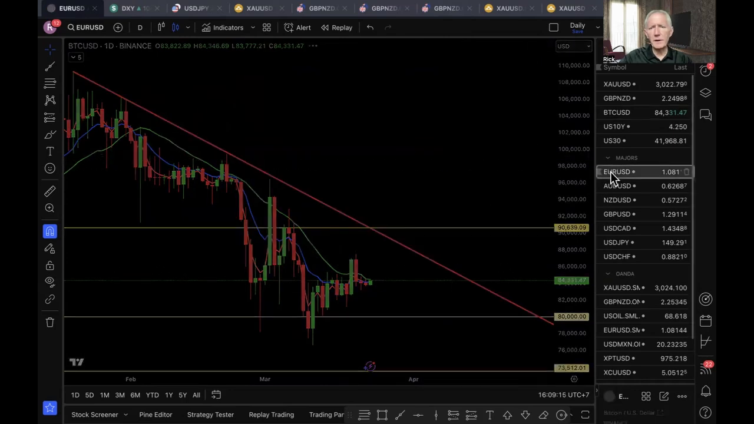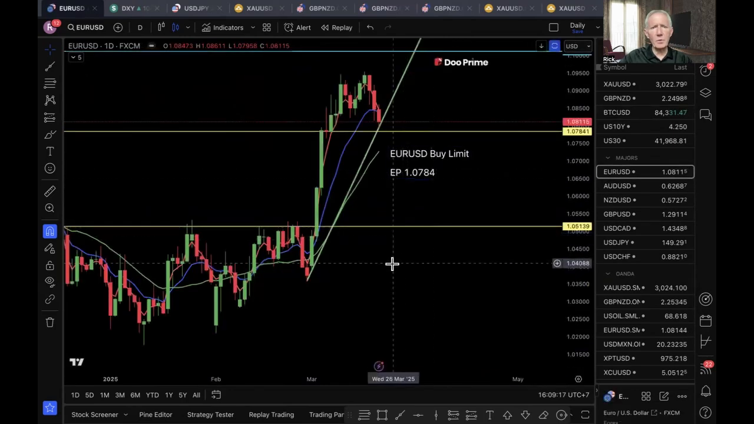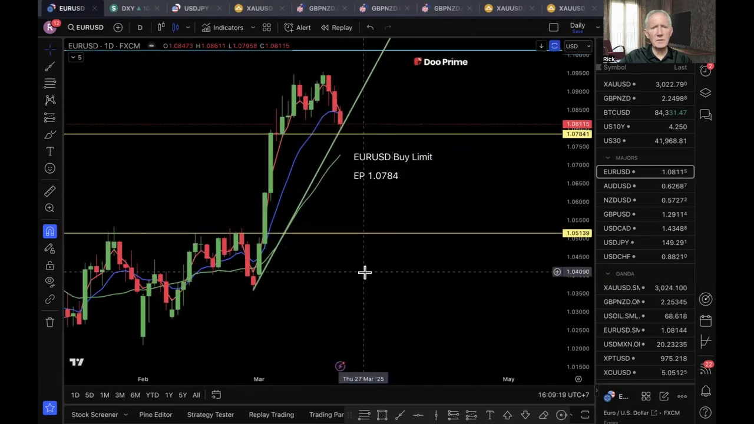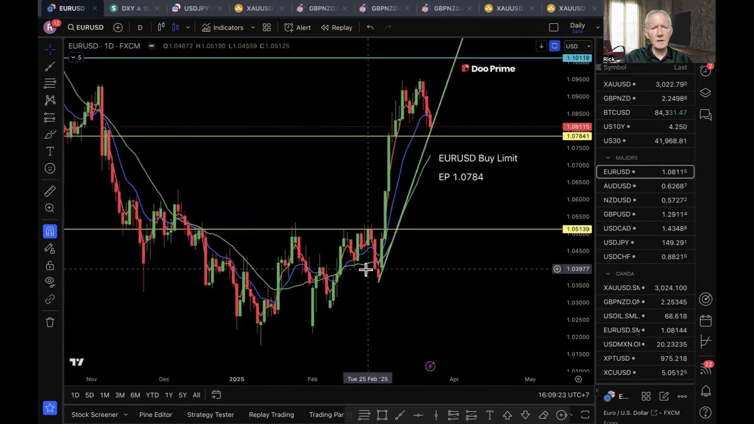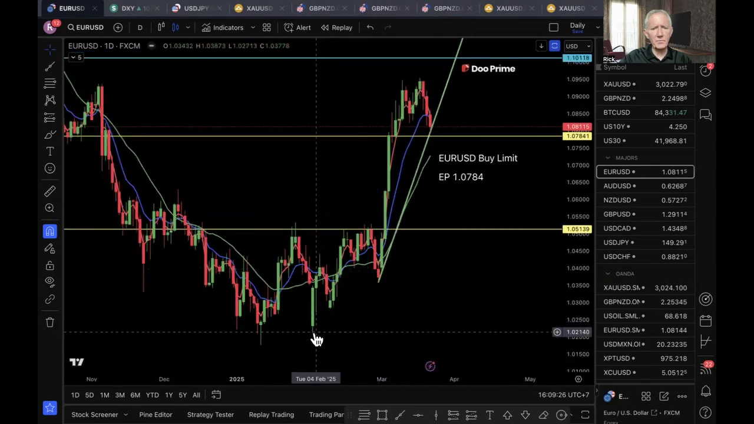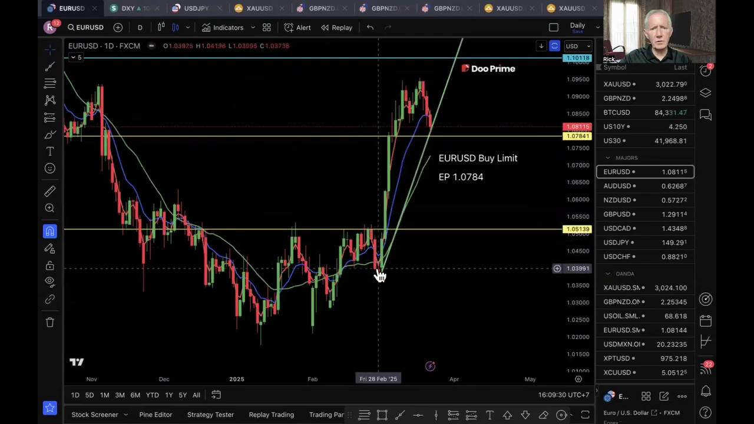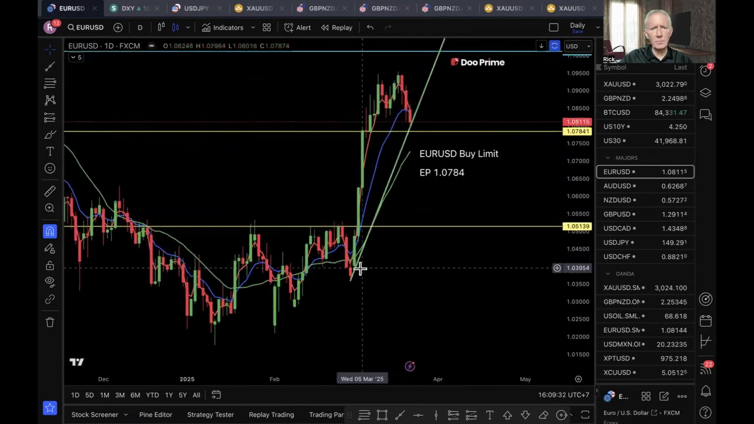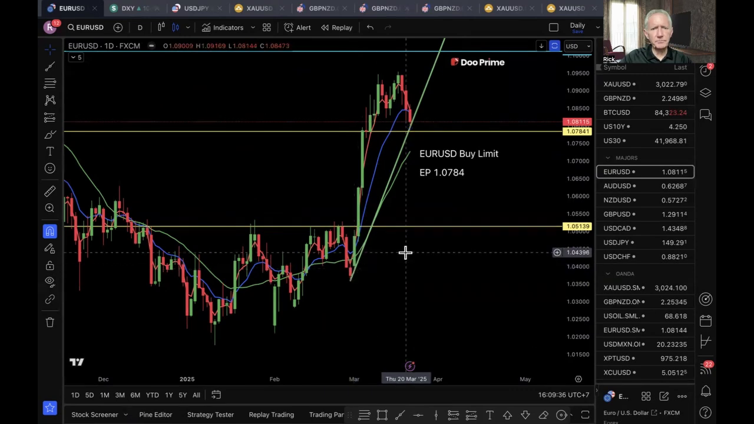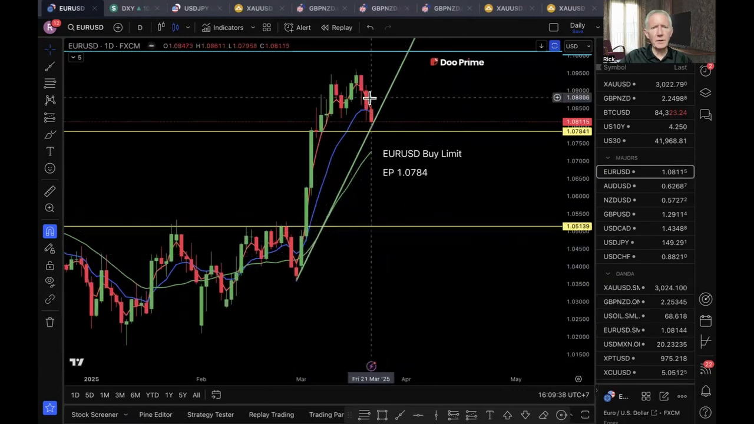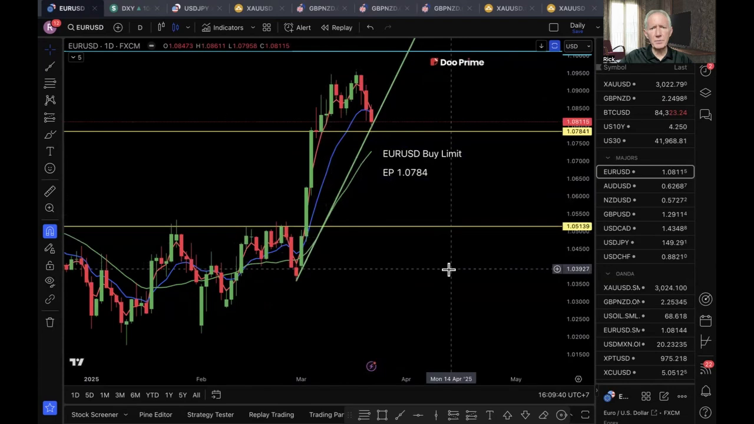So let's look at the major pairs. First, the Euro US. And as you can see, this is an upward trend for the last while. It's been since the beginning of February, moving up with a slight correction there, and then another big move up since the 3rd of March. And so that's continued up, and I am bullish on the major pairs.